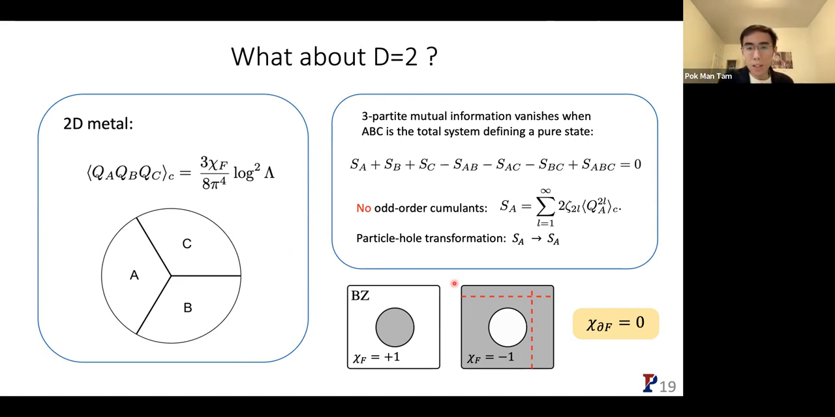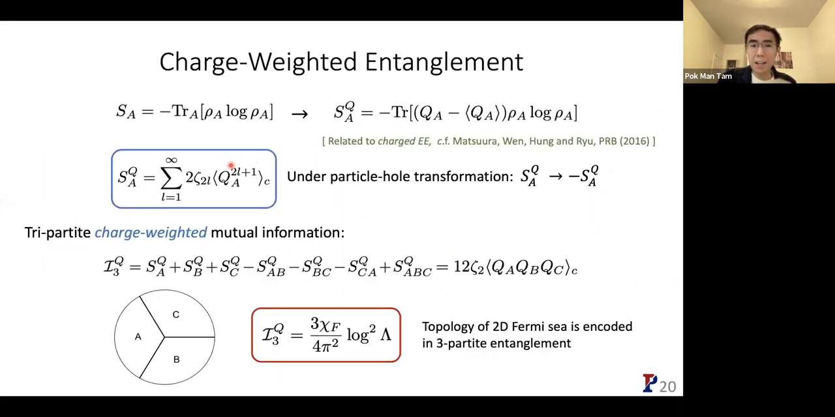So for d equals 2, it's a little bit trickier because the entanglement entropy only depends on even order cumulants. What we know about 2D is that you need an odd order cumulant in order to probe the Fermi sea topology. So that poses a question. What we realized is that if you modify the definition of entanglement entropy a little bit to what we call the charge-weighted entanglement entropy, and I think it's related to something named in a similar way, introduced in 2016 by this group of people in order to classify SPT phases.